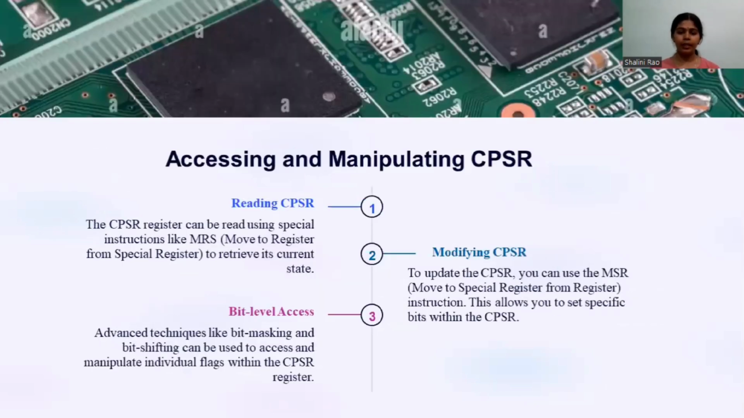Accessing and manipulating CPSR. Reading CPSR. The CPSR register can be read using special instructions like MRS, move to register from special register, to retrieve its current state. Modifying CPSR. To update the CPSR, you can use the MSR, move to special register from register, instruction. This allows you to set specific bits within the CPSR. Bit level access. Advanced techniques like bit masking and bit shifting can be used to access and manipulate individual flags within the CPSR register.